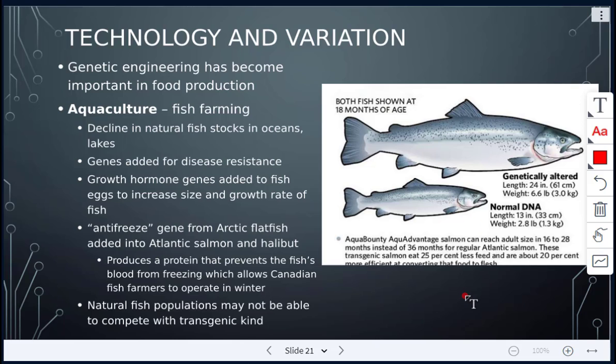All right, so because of this genetic engineering in fish farming, salmon can reach adult size in 16 to 28 months instead of 36 months for regular Atlantic salmon. Also, these transgenic salmon eat 25% less feed and are about 20% more efficient at converting their food into flesh.